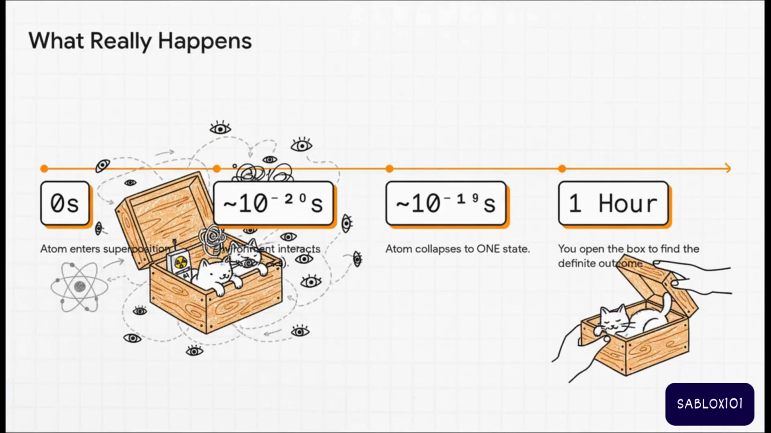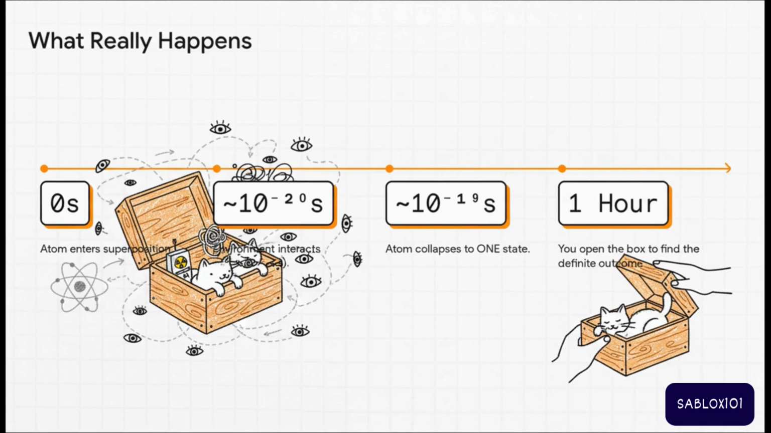So let's walk through what's really happening inside that box. I mean, this process is lightning fast. At the very start, sure, the atom is in superposition, but a tiny fraction of a second later, it's inside a box with air and a cat and a detector. It's constantly interacting with its environment. And those interactions force the decision. The atom collapses into one state almost instantly.